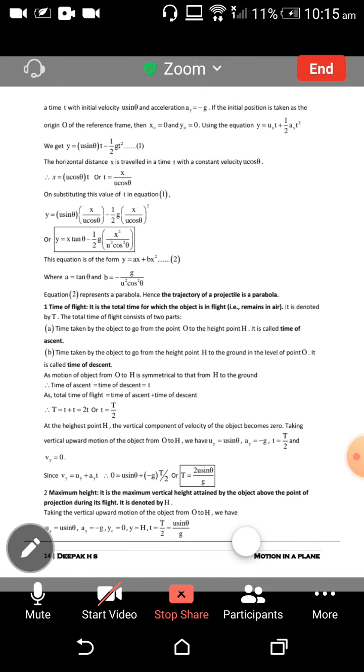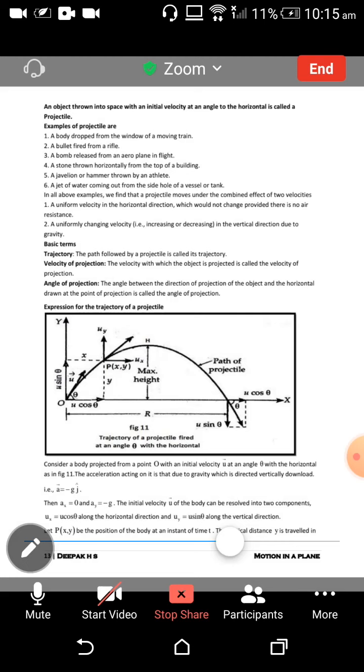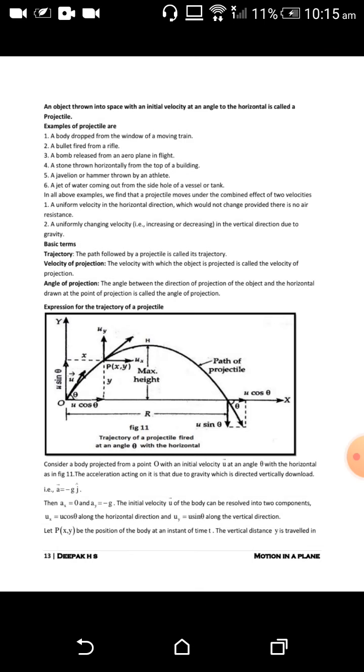So before starting with the continuation of that derivation, that is time of flight and maximum height, please go through the derivation once, because it's a continuation of this derivation itself. Once you have gone through the derivation, we will switch on to time of flight. Just go through it for a few minutes. In case you have any doubts, you can ask.